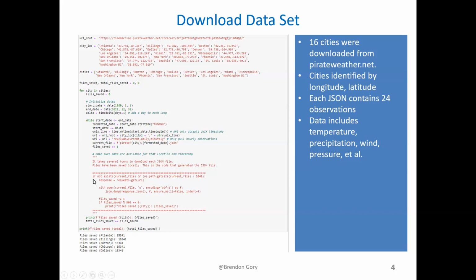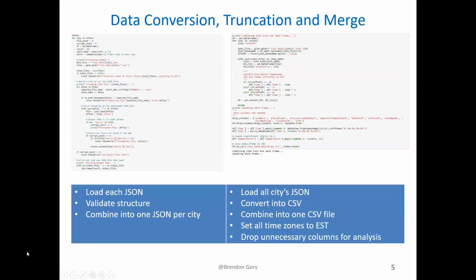Just as a note, I have this commented out because it takes a very long time. Each API call is roughly a second, and for 41 years, for 16 cities, it took a long time to run. So the code will work. I just have it commented out because it takes so long to run. So let's go ahead and take a look at our Python code here.